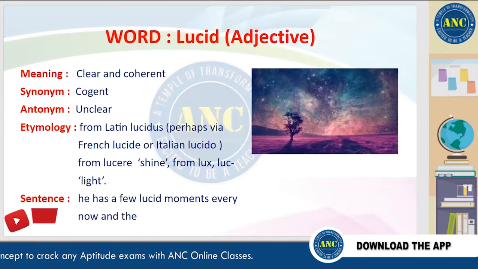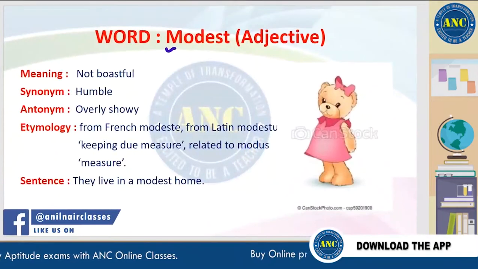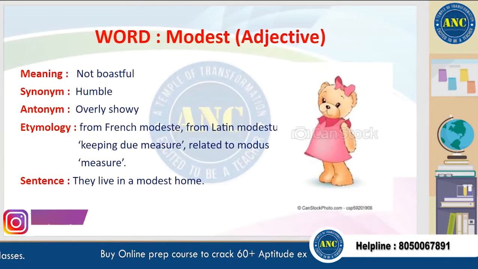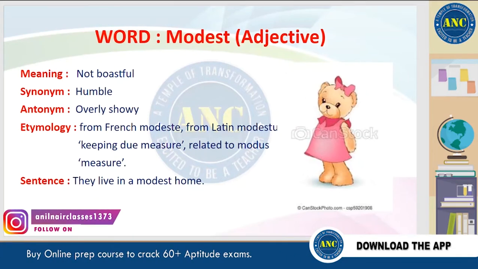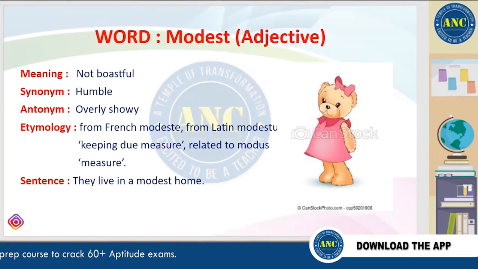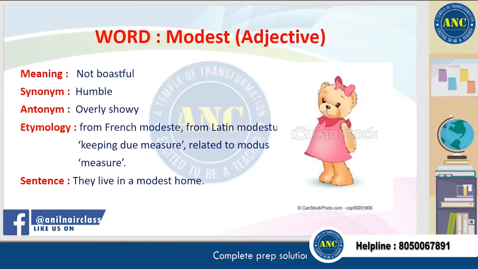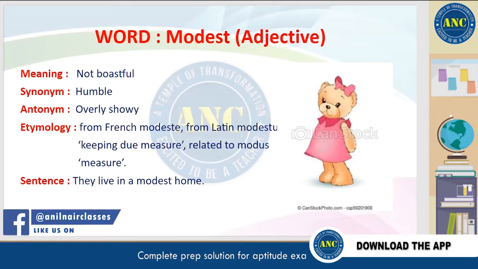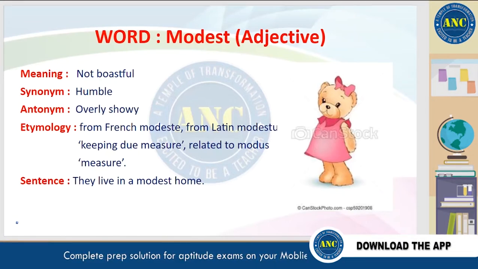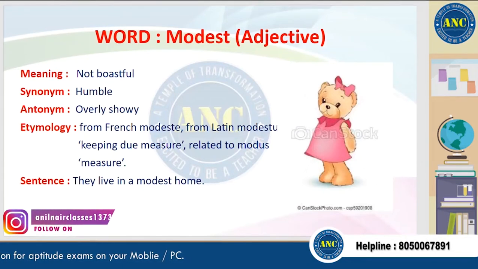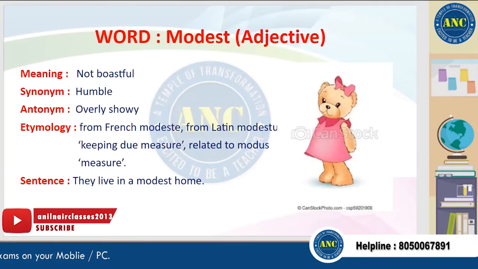Moving on to the next word, modest. Modest is an adjective which means not boastful. A synonym for this word is humble. An antonym is overly showy. It is derived from the French or Latin words which mean keeping due measure. A sentence for this word is, they live in a modest home.